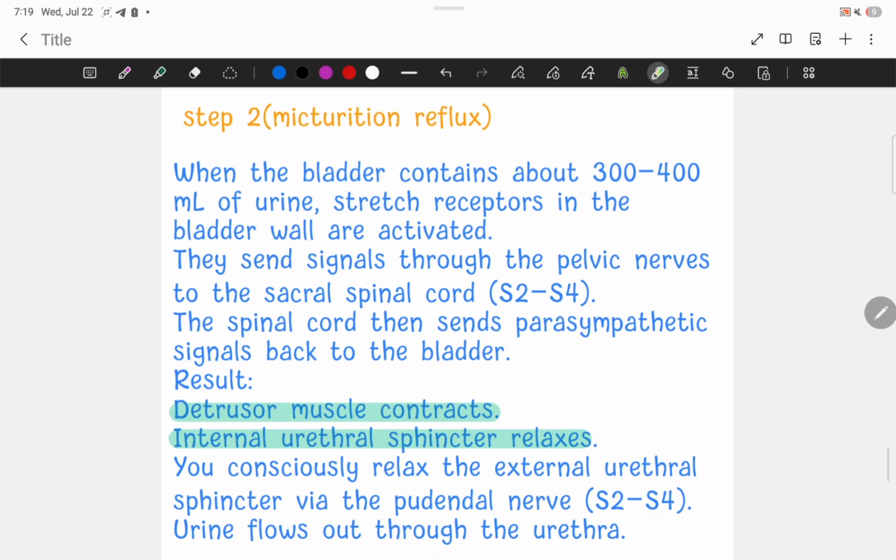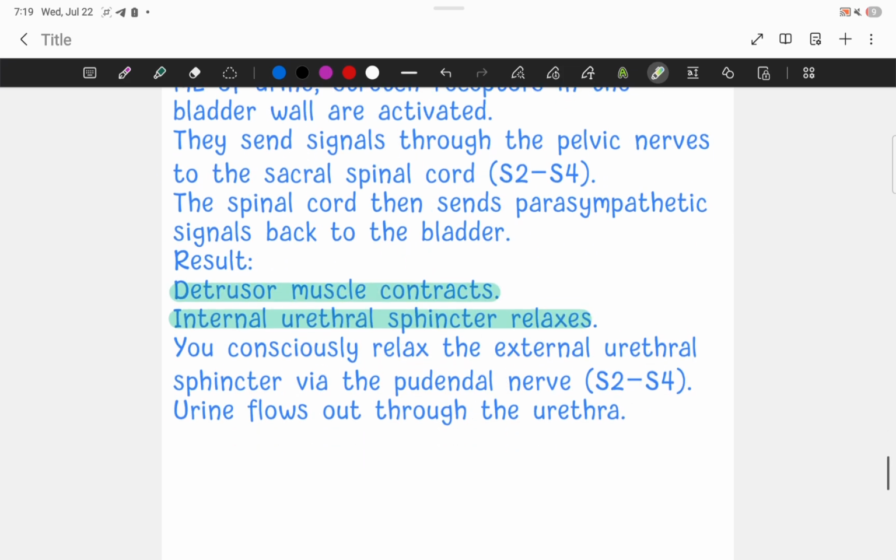Step 2 is the micturition reflex. When the bladder contains 300 to 400 ml of urine, stretch receptors in the bladder wall are activated. Those stretch receptors send signals through the pelvic nerves to the sacral spinal cord. The spinal cord then sends parasympathetic signals back to the bladder.